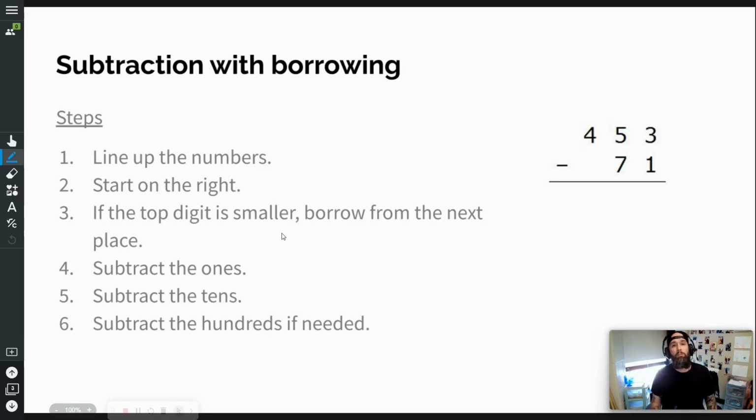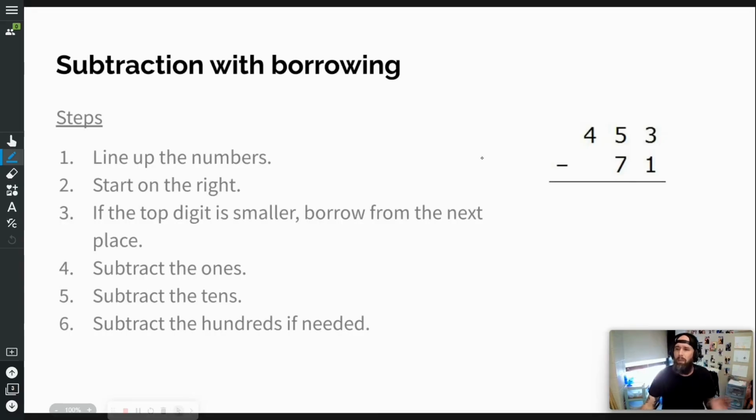Now, this is borrowing. Every now and then when you subtract, you're going to notice a number that's smaller than the number underneath it. And you're like, 5 minus 7? I can't do that. Well, that's when we borrow. So these are how you do problems like this.